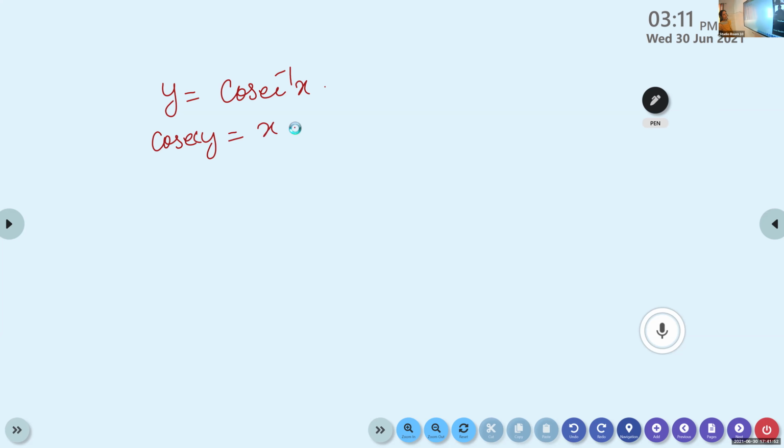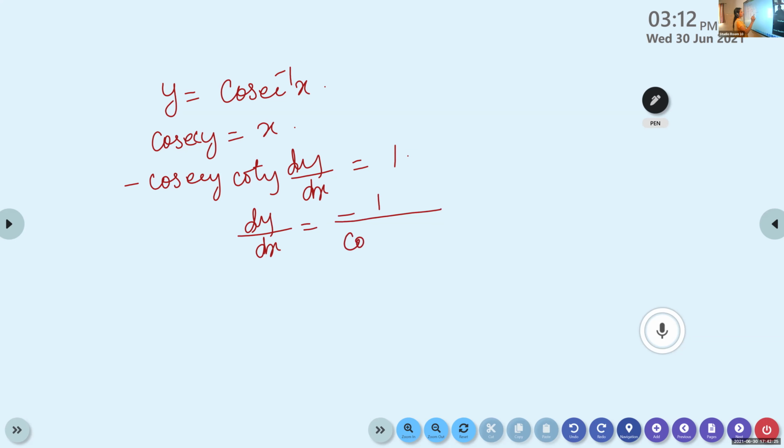What is the derivative of cosec y? Srihari, what is the derivative of cosec y? Minus cosec y cot y. Yes. Whenever we differentiate y, what do you have to write? dy by dx. So dy by dx is equal to 1. Therefore, what is dy by dx? It is minus 1 by cosec y cot y.